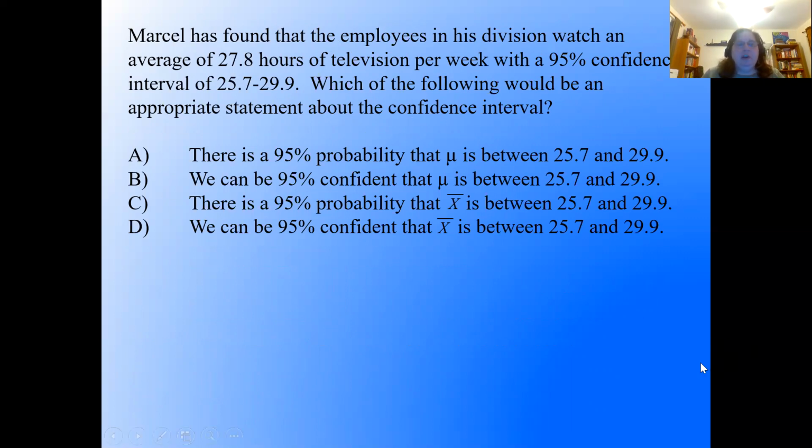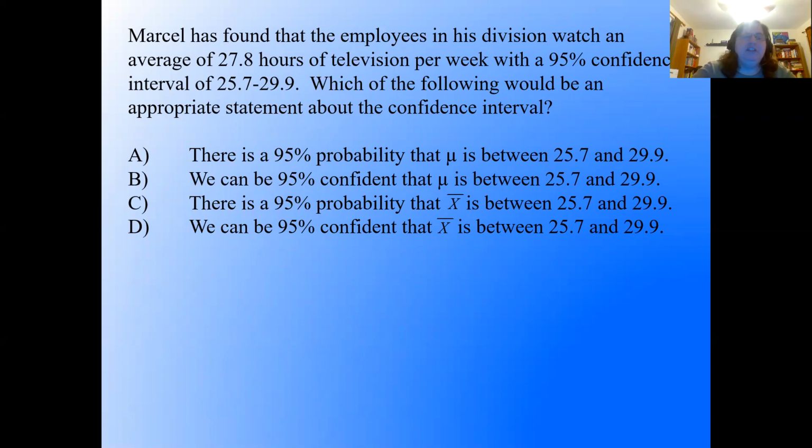Okay, so first thing I want to notice is that these all say 95%. These all say 25.7 to 29.9. So that's not the key here. The key is in the wording. This isn't a calculation problem. This is a wording problem. So the only differences are probability versus confident and mu versus x bar. So which is the right combination?